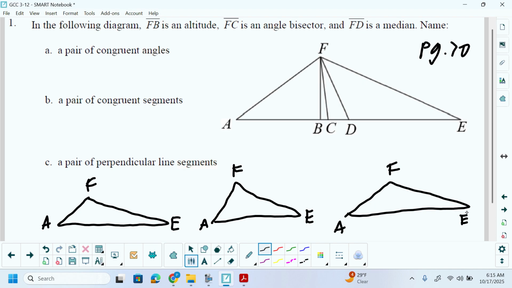So in the first triangle, we're going to draw in FB. So draw in kind of what it looks like in the original picture and label it FB. In the second triangle, we're going to draw in FC. So draw in roughly what it looks like, make it FC. And the last one, we'll draw in FD.